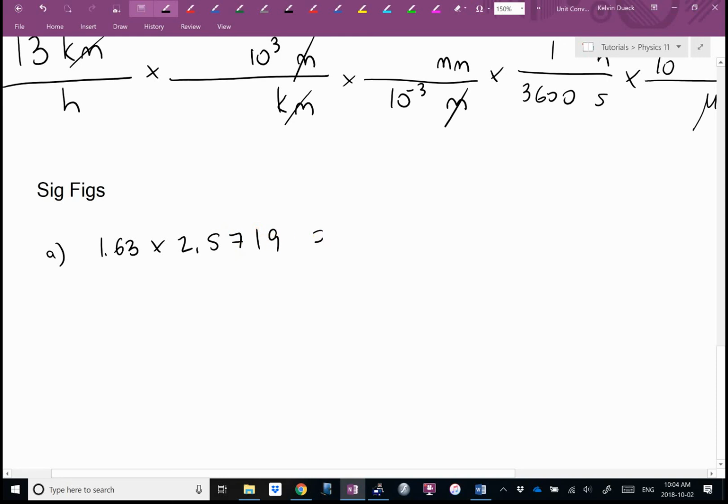1.63 times 2.5719. I'm just making these up. What's the first thing I would do here? Good. So there's two main rules. There's the multiplication division rule. By the way, there's also more rules than that. There is a rule for square roots. There is a rule for cube root. There is a rule for all of the other math stuff that you're doing, but we're not going to have to run into that this year, okay? But if you're wondering, there is.